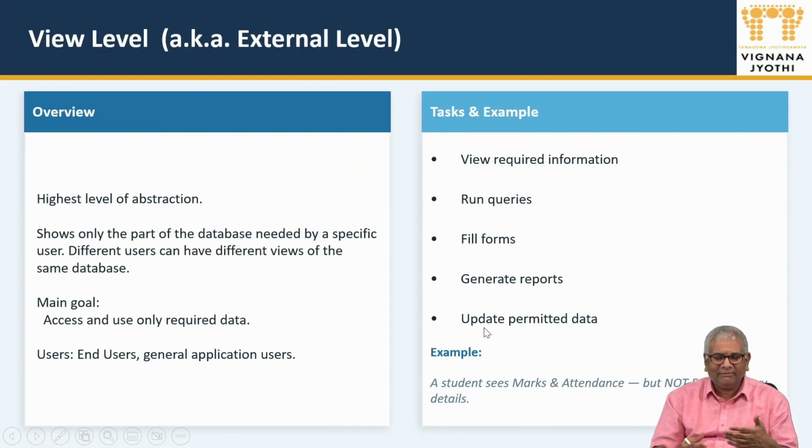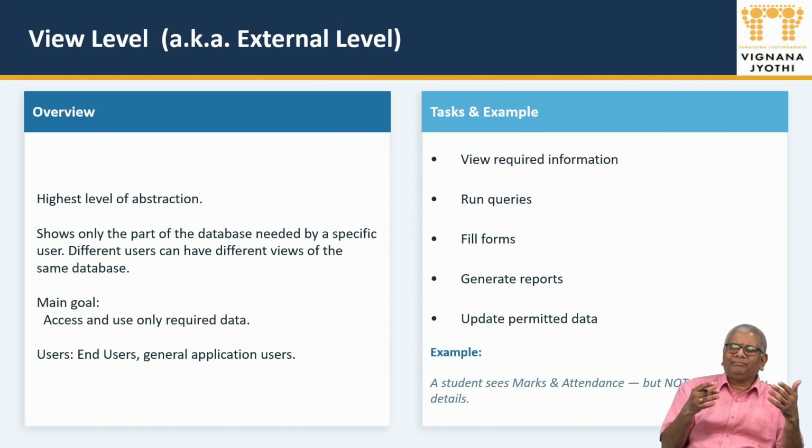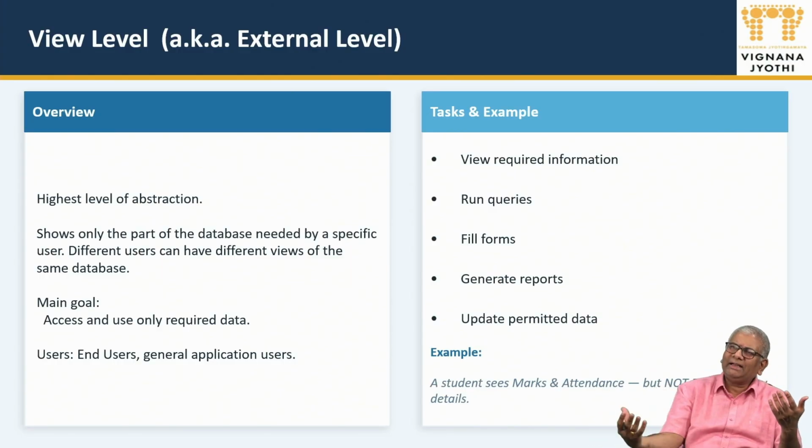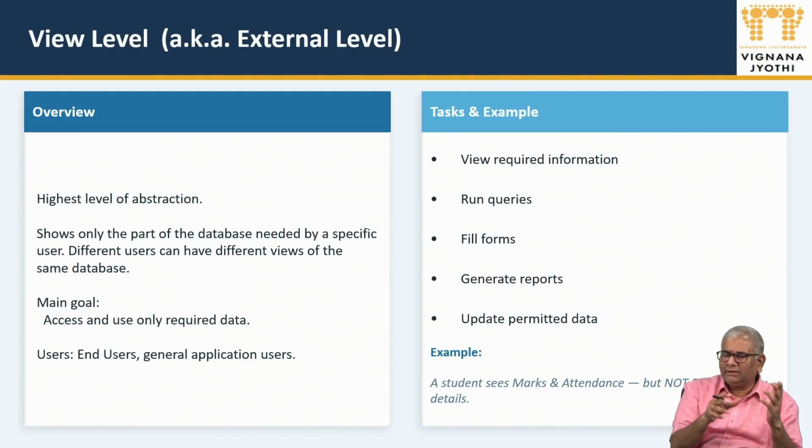The next level is the view level, also known as the external level. It is the highest level of abstraction, showing only the part of the database needed by specific users. Different users can have different views of the same database. For example, there is a student table. You don't get to see the entire table data on one screen. You only see part of the data, and it could be divided in multiple different ways. So it is possible. The main goal of this level is to access and use only the required data.